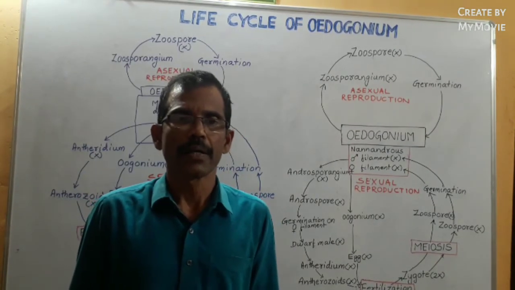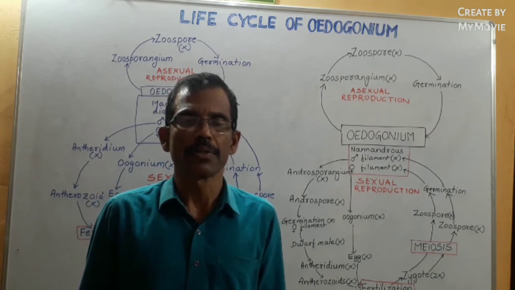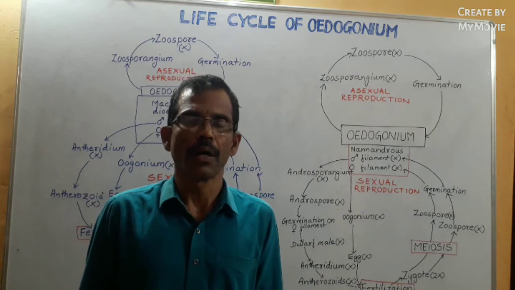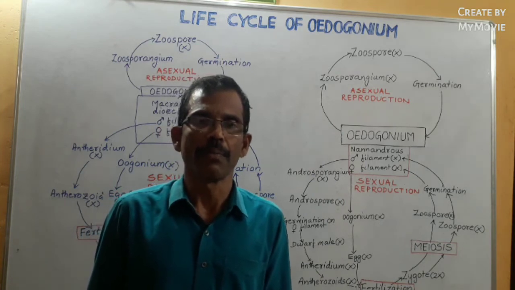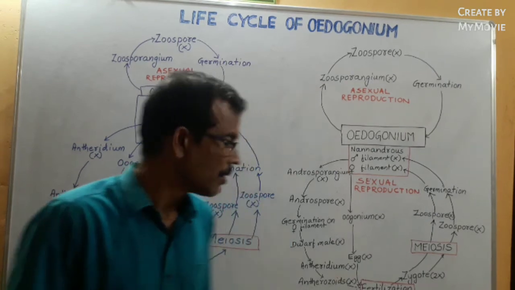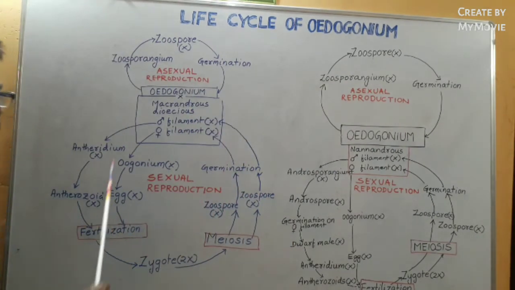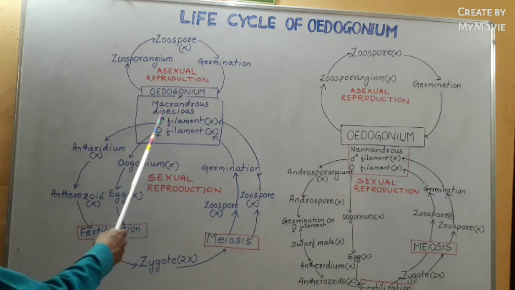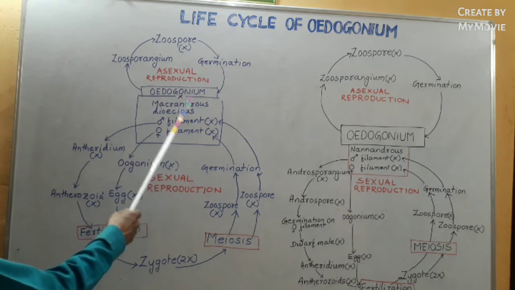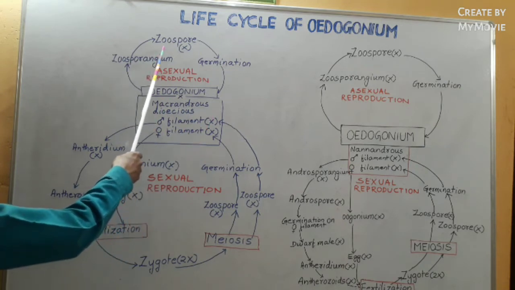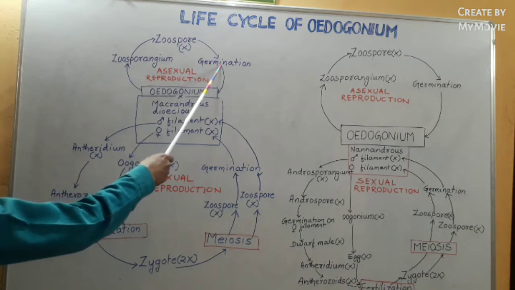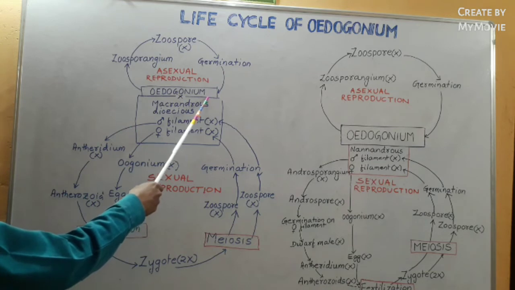Now the life cycle of Macrandrous dioecious species. In this species, antheridia and oogonia are borne on different filament. One is male filament and other is female filament. This diagram represents the life cycle of Macrandrous dioecious species. Like other species, here also asexual reproduction occurs through the formation of zoospore, which upon germination forms a new filament.